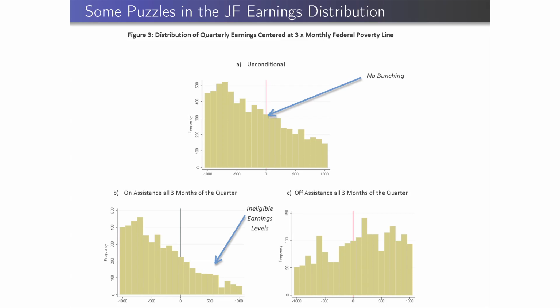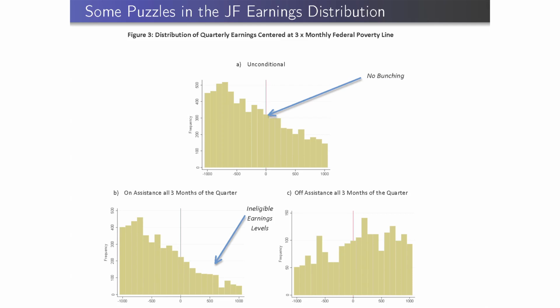Okay? So that suggests that we need a model where that can happen. Otherwise, don't build the model. It's immediately rejected. Okay? I'm going to add labor supply constraints that can accommodate that. The second thing we see is it looks like maybe things are not being enforced correctly. Because these people have earnings that are above the federal poverty line, yet they were able to receive benefits for all 3 months of the quarter. And we're going to rationalize that by building in underreporting behavior.